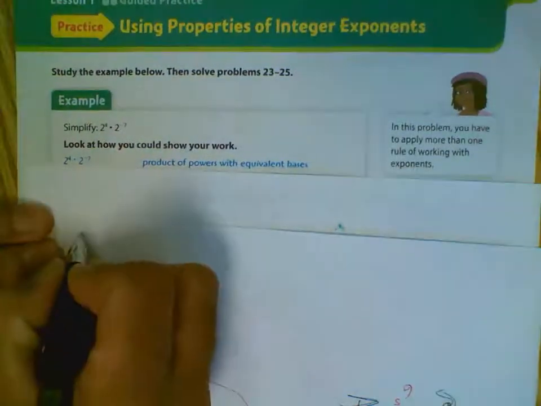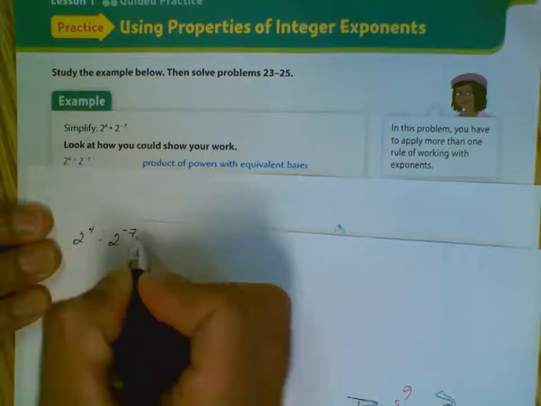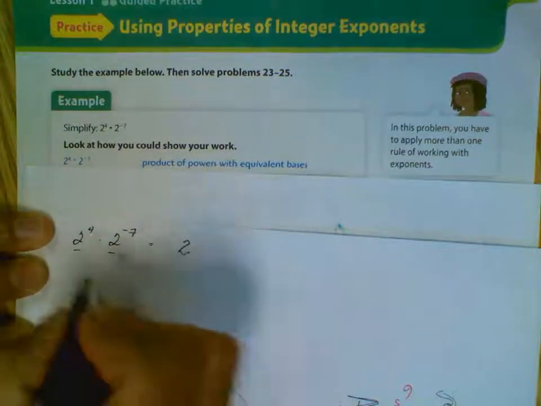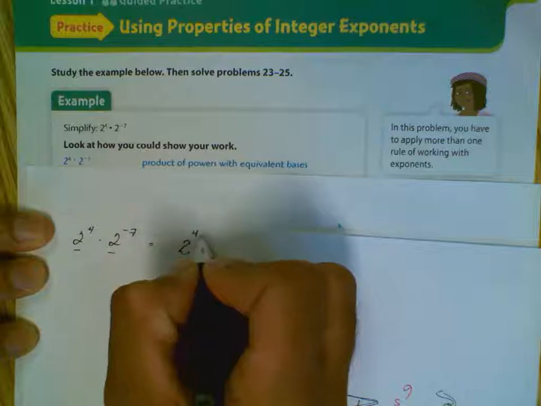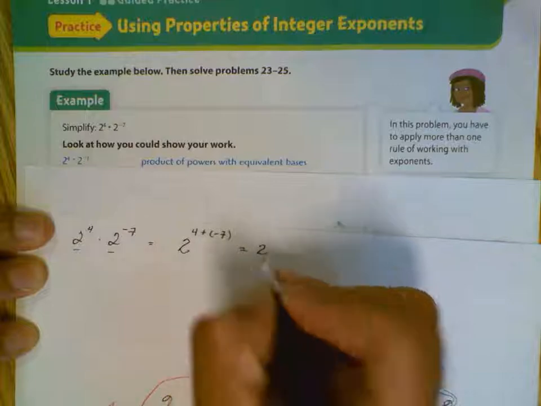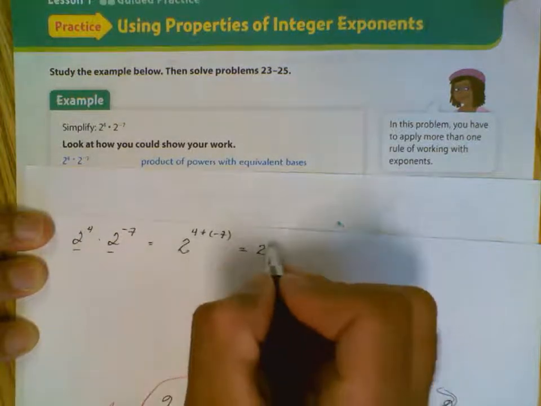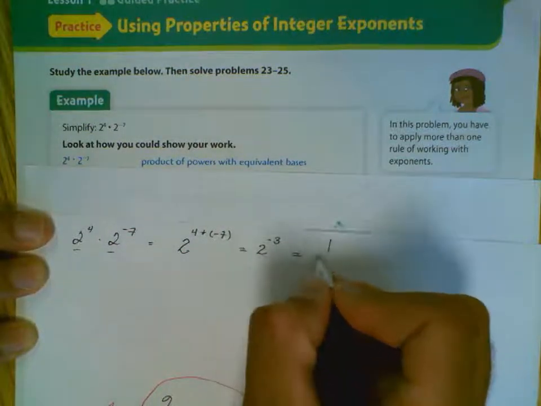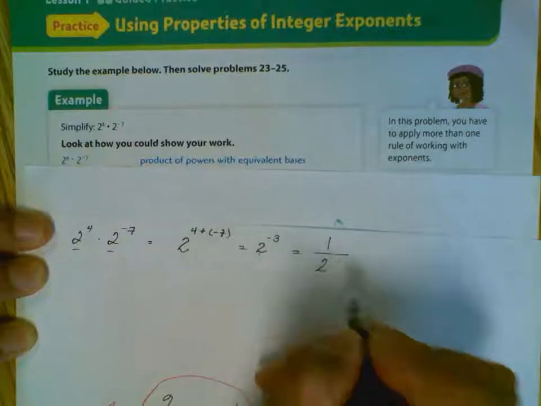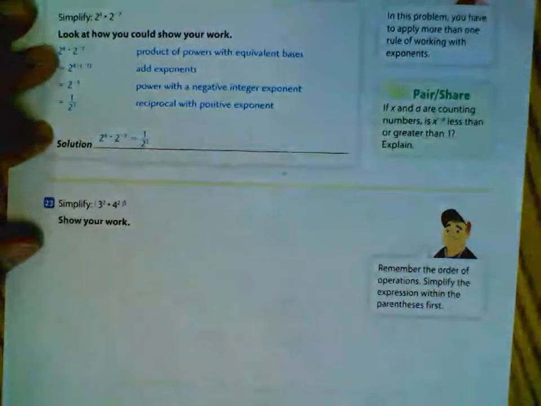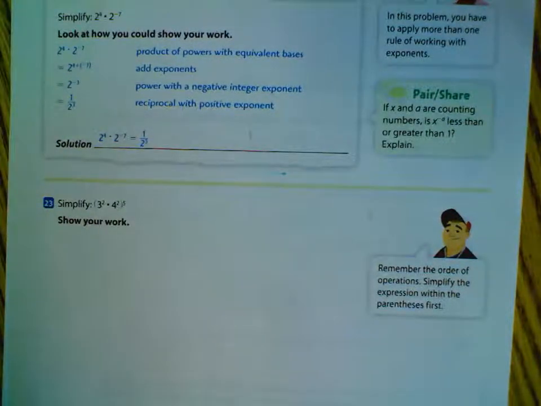Let me try it here. So you have 2 to the 4 times 2 to the negative 7 is equal to, the bases are the same, then we add the exponents, 4 plus negative 7, okay? So this is equal to 2 to the 4 plus negative 7, which is 2 to the negative 3. We cannot have negative exponents, so we write 1 over, the base is 2 to the 3rd power. And that's my solution. That's what we did. So number 23, let's take a look at that problem, okay? And then we're going to show work.